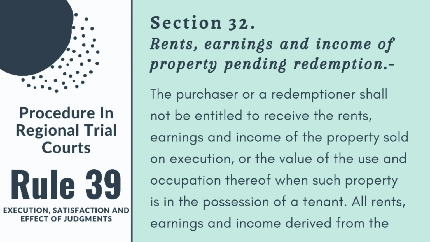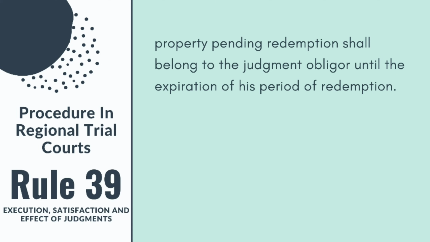Section 32. Rents, earnings and income of property pending redemption. The purchaser or a redemptioner shall not be entitled to receive the rents, earnings and income of the property sold on execution, or the value of the use and occupation thereof when such property is in the possession of a tenant. All rents, earnings and income derived from the property pending redemption shall belong to the judgment obligor until the expiration of his period of redemption.